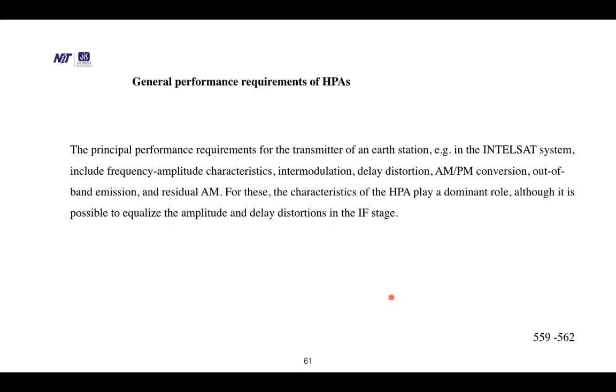For these characteristics, the HPA plays a dominant role, although it is possible to equalize the amplitude and delay distortion in the IF amplifier stage. Now, the IF amplifier stage is the stage where the very high frequency is converted down to a frequency that is tackleable in the electronic circuit. So, in the IF circuit, when the signal is coming, there is a lot of distortion that may hamper the desired performance of the circuit.